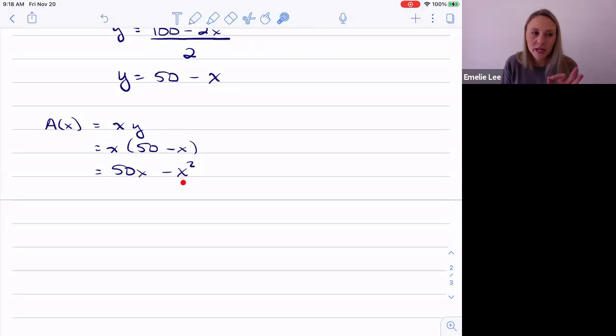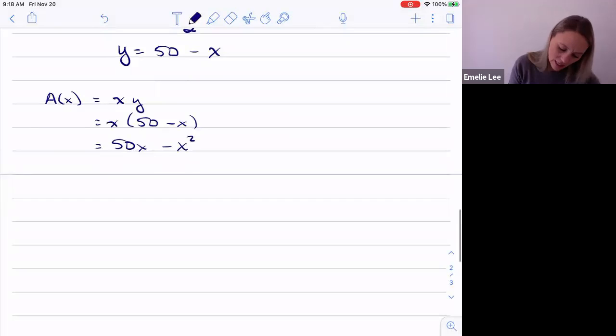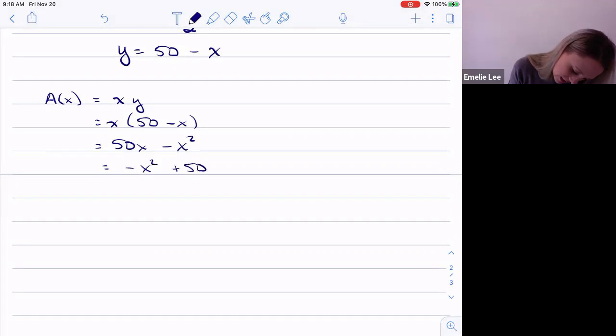Because this is a quadratic now, the highest power of x is 2, I'm going to write it with decreasing powers, which is typically how we write polynomials anyways. Negative x squared plus 50x. So now this is a quadratic function.